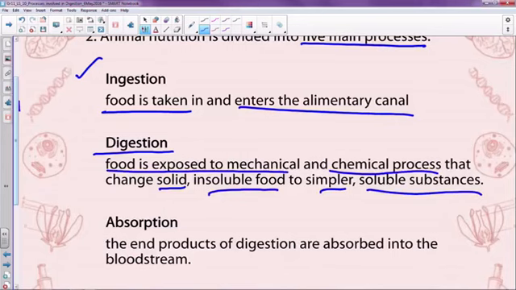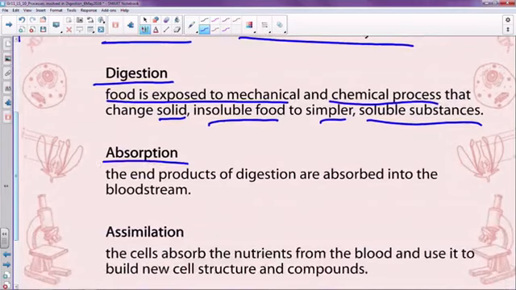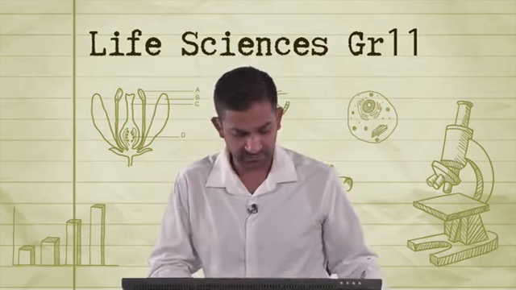After digestion has occurred, we find that the food then needs to be absorbed to enter the blood or the body. So those end products of digestion are then absorbed into the bloodstream, and so throughout the digestive system, especially in the small intestine, there's a rich supply of blood vessels that actively take away the absorbed nutrients to the liver, where it undergoes further assimilation.